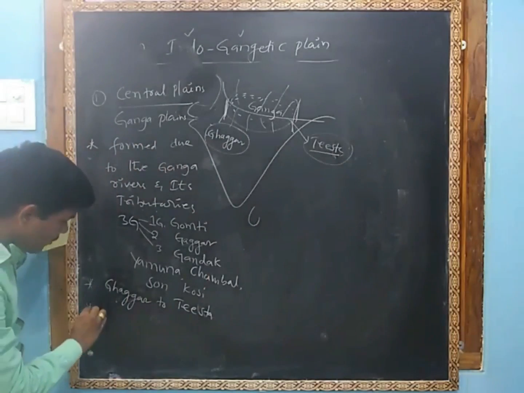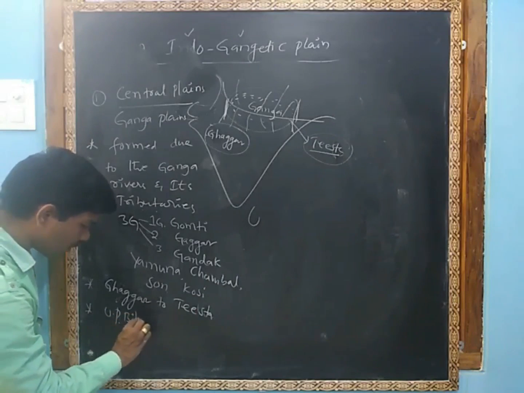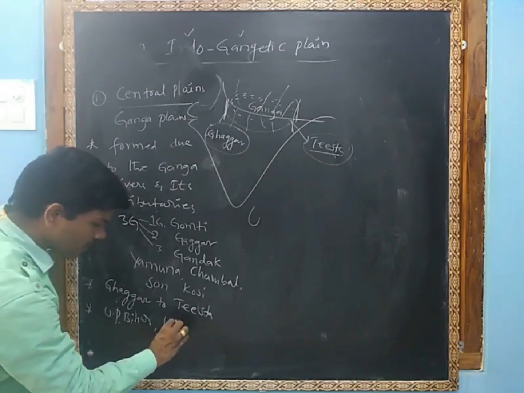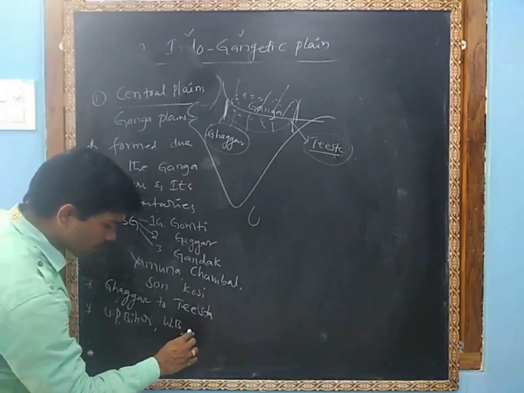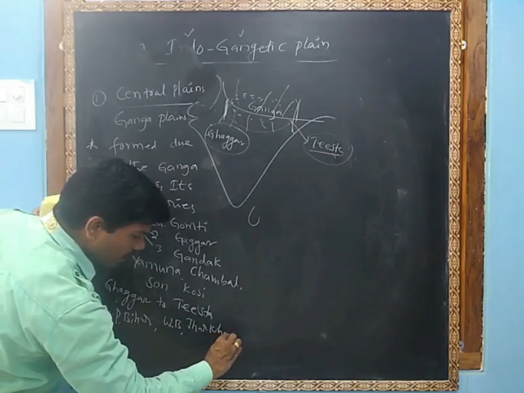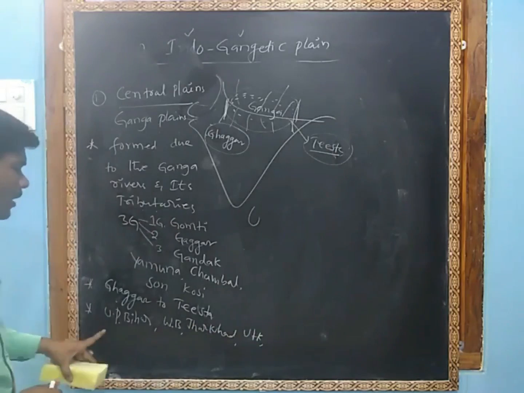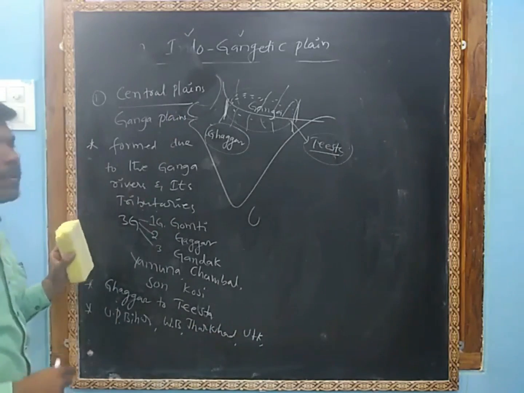Next, these are mostly located in UP, Bihar, West Bengal, some parts of Jharkhand, and some parts of Uttarakhand also come under this part of the central plains. So, hope I have made it clear.